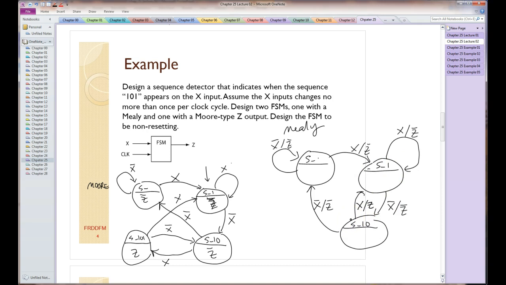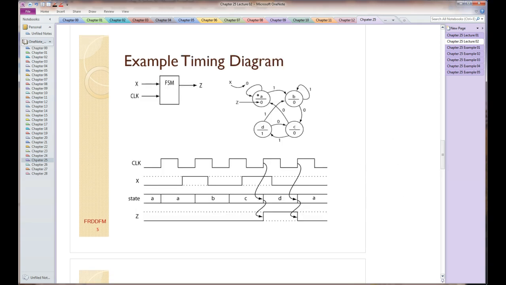So once again, you see that the Mealy state diagram has 1 less state. That's what we're looking for. So those are the 2 examples, and there are some ramifications of that we need to look at right now. Here's the associated timing diagram. I noticed in this one I used 0s and 1s instead of X's and X bars.